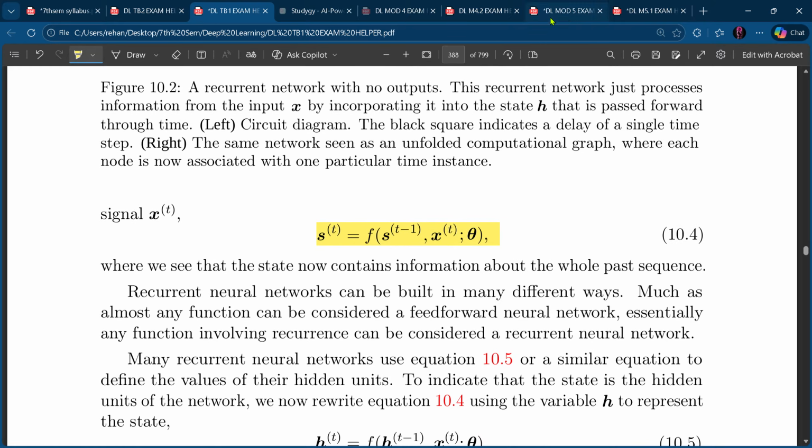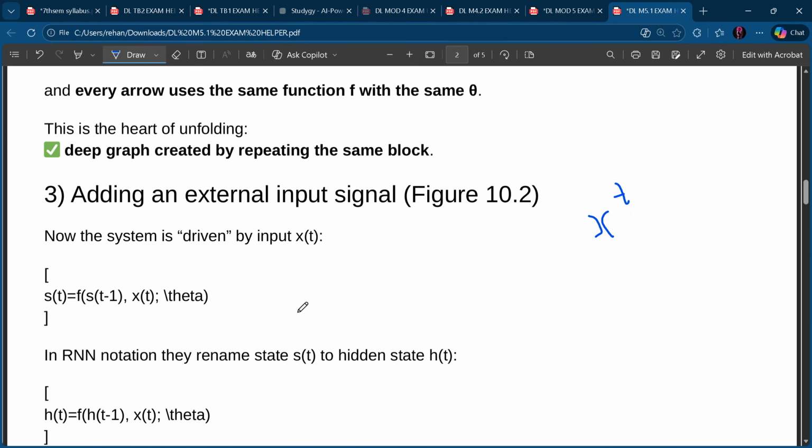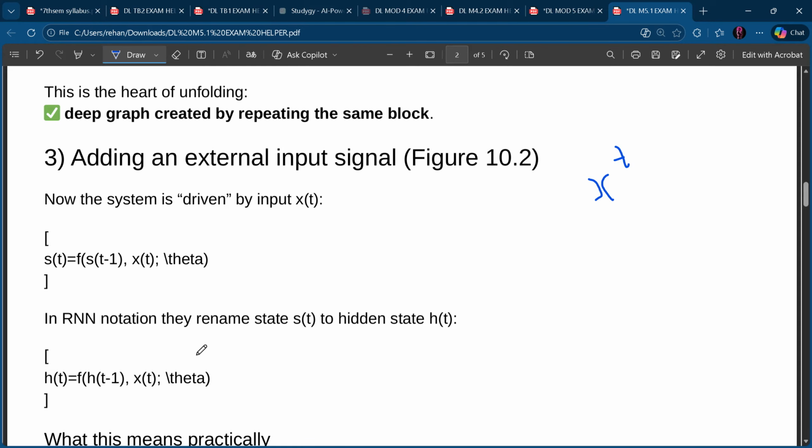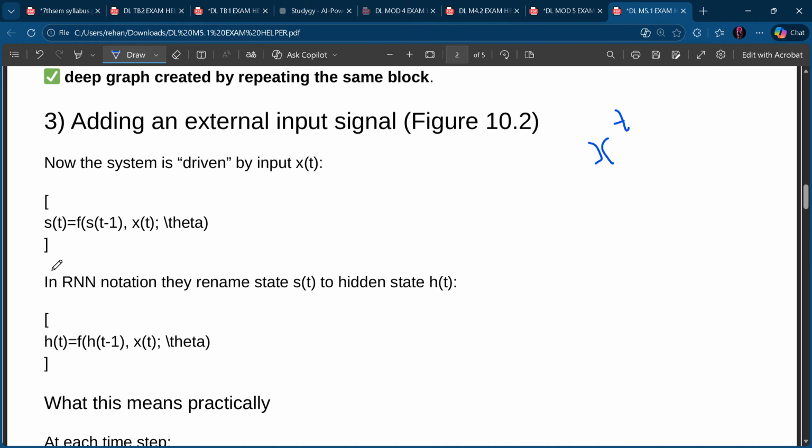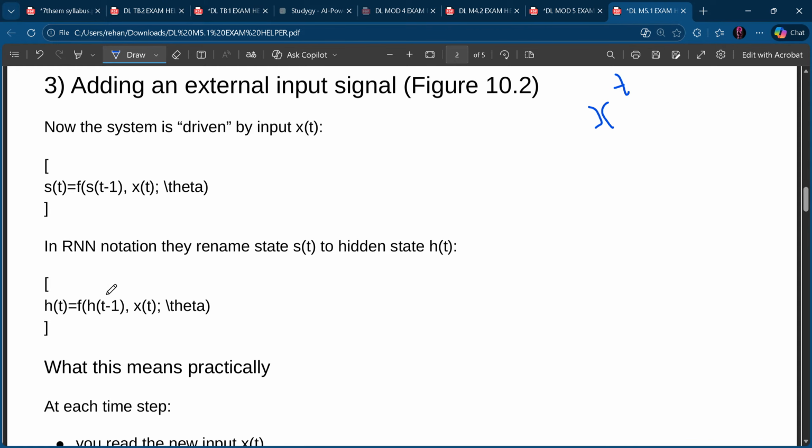Over here it's written over s of t. So where did it go? Yeah, the system is driven by an input x t. Now in RNN notation, they rename the state s t into the hidden state. So the state s of t will be renamed as the hidden state, that is h. So you have to replace s with h. Simple. Wherever s is there, you just have to write h.